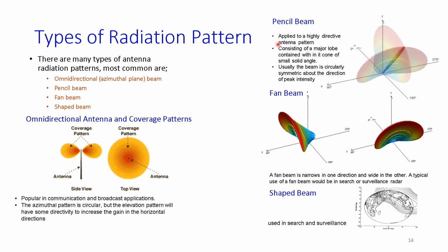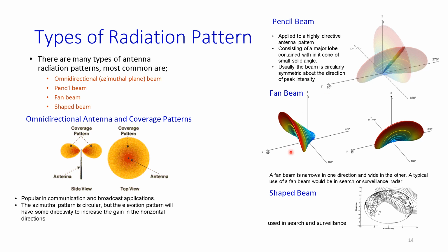The second type is the pencil beam. And you can see here like we have a pencil. It's very directive, applied to a highly directive antenna pattern, consisting of a major lobe. Usually the beam is circular and symmetric about the direction of the peak intensity. So you can see here we have a pencil. It's very directive. It's good for tracking or what have you.